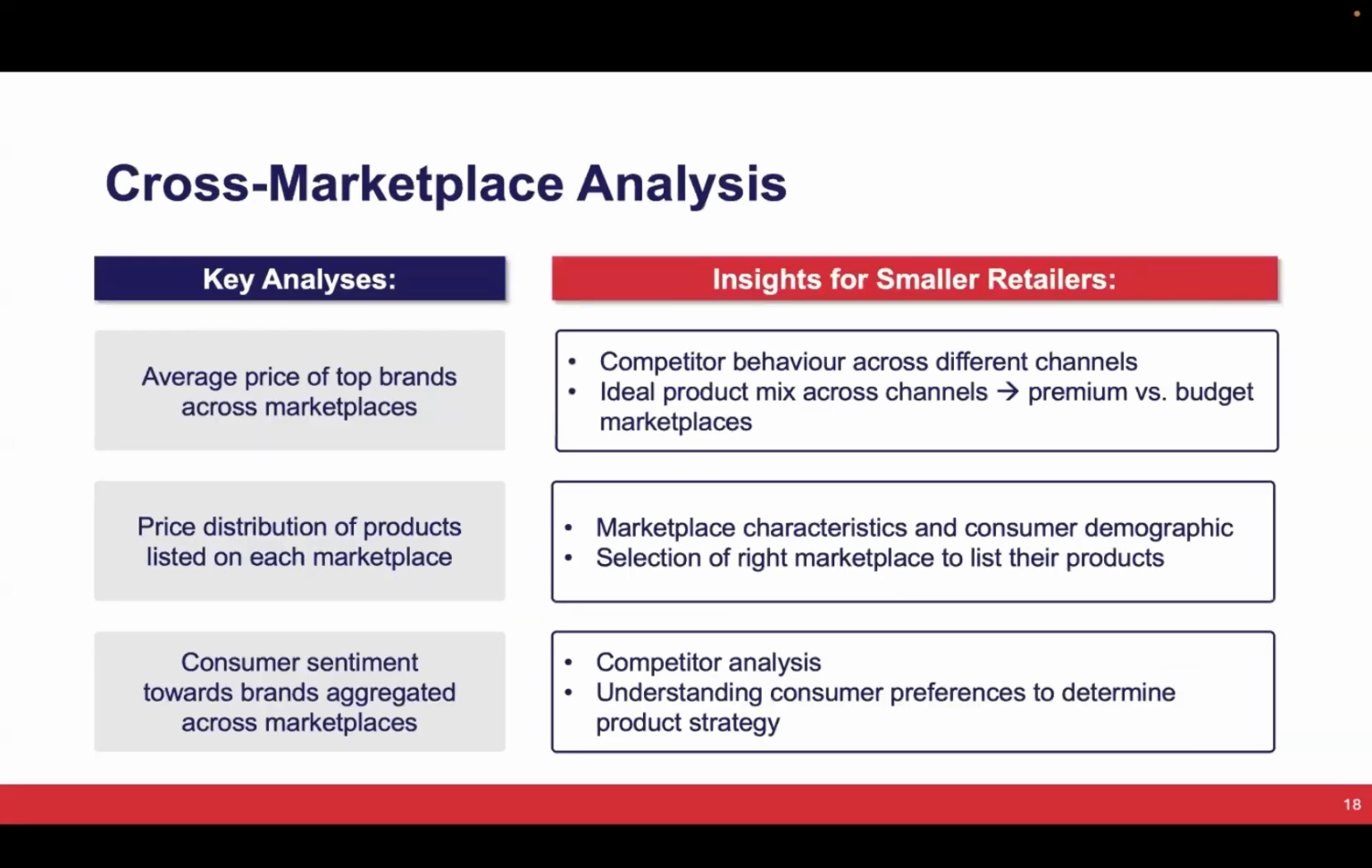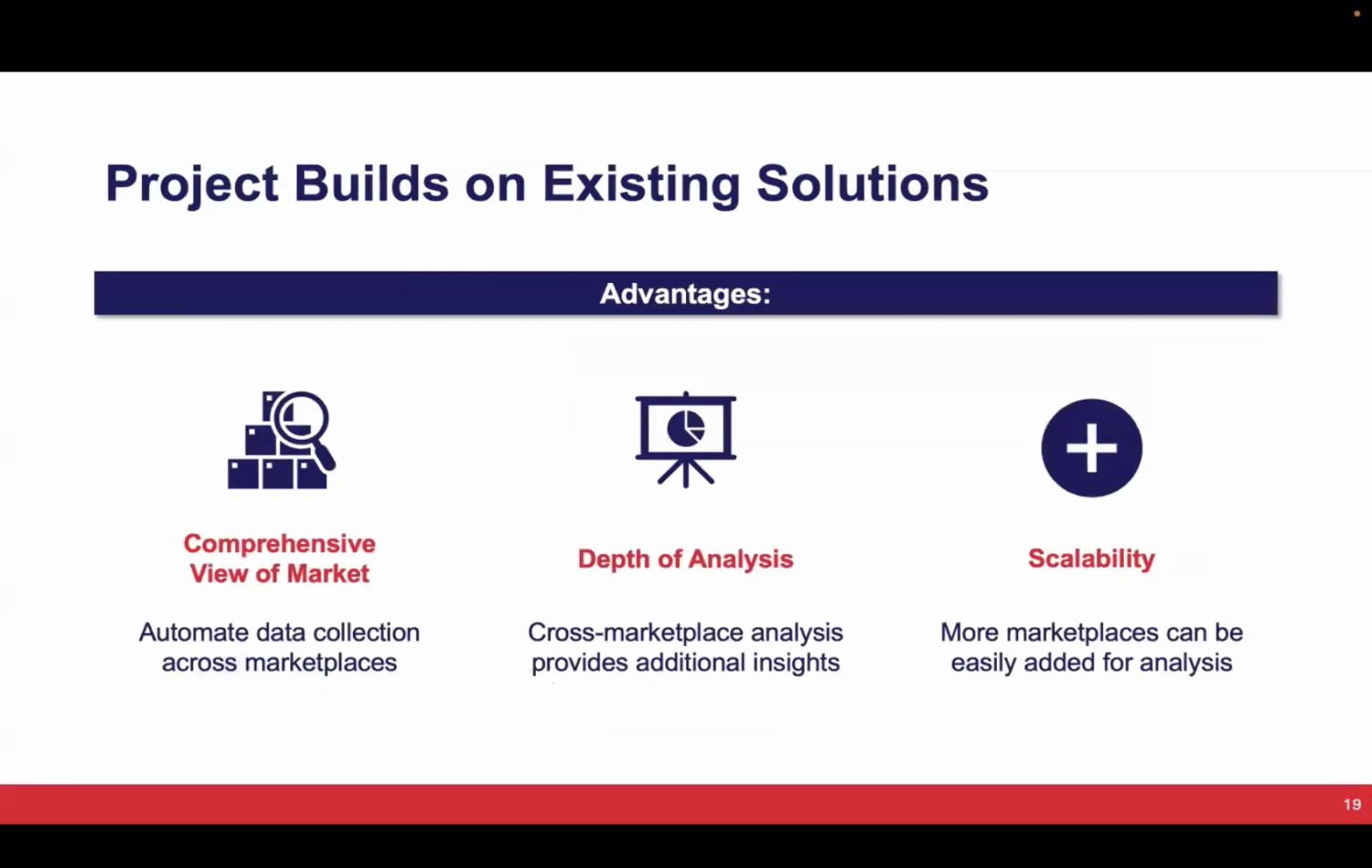So the key advantage is to have the cross-marketplace analysis as a result of scraping data across major marketplaces. We can find data such as the average price of top brands across marketplaces, the price distribution of products listed on each marketplace, and consumer sentiment towards top brands aggregated across different marketplaces. This allows us to determine various important pieces of information such as marketplace characteristics, competitor analysis, and understanding consumer preferences. All this will be able to inform the right strategy for e-commerce retailers.